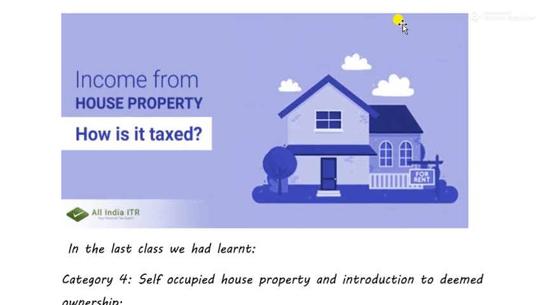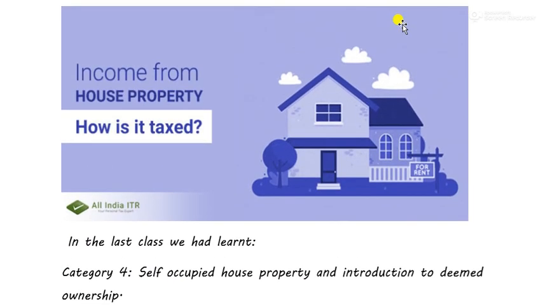We were doing income from house property, and in the last class, we had covered topics of self occupied house property and gave an introduction to deemed ownership. In deemed ownership, we discussed that sometimes people transfer their house property to someone else in order to save tax. For that purpose, the Income Tax Act has come up with provisions that in some cases, when the property is transferred, the transferor shall be considered as the deemed owner.